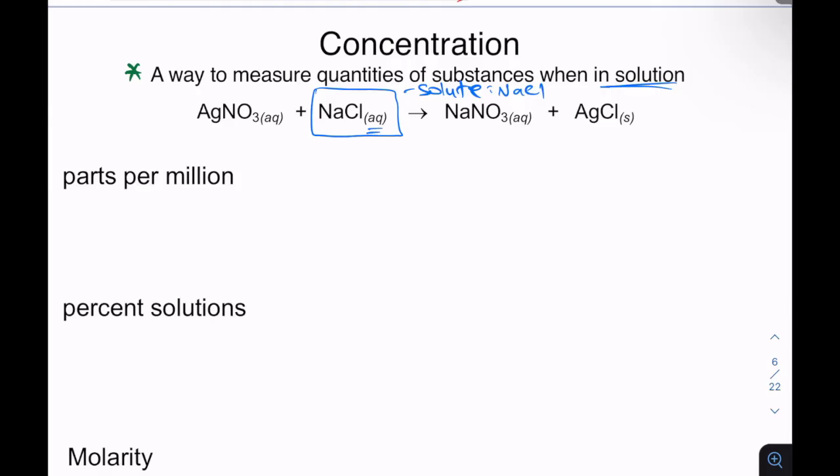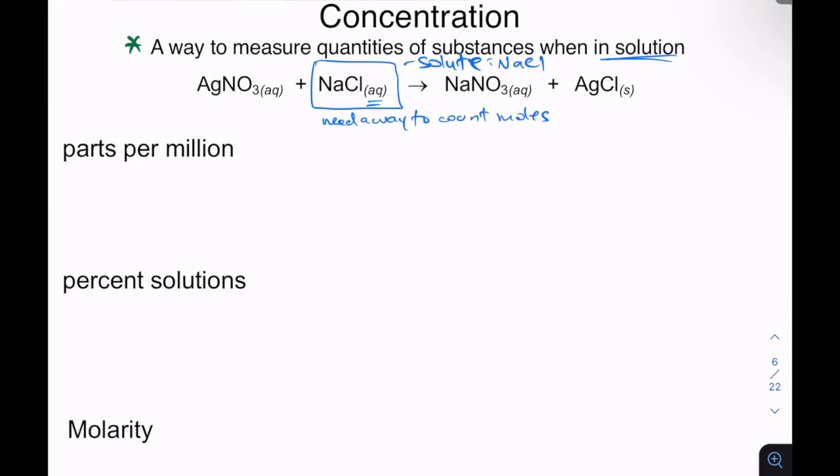Water is the solvent. So we need a way to be able to count how many moles of NaCl are there, or how many formula units are there. Right? We need a way to count moles, or just to count. Well, I'll say moles, that's fine. All right, so there's several ways to do this. I'm going to talk briefly about 2 of them, and then we're going to focus on the 3rd one.